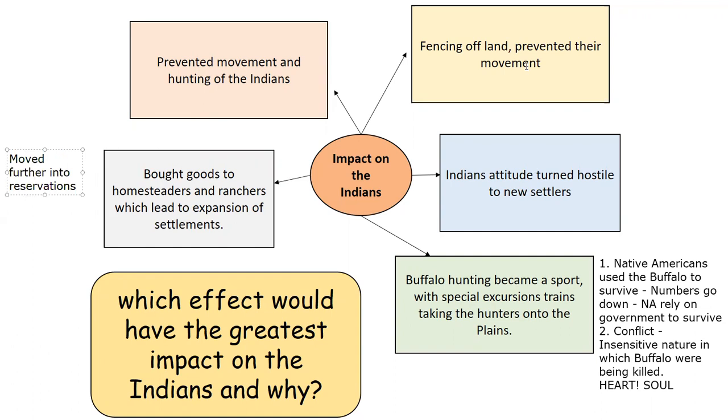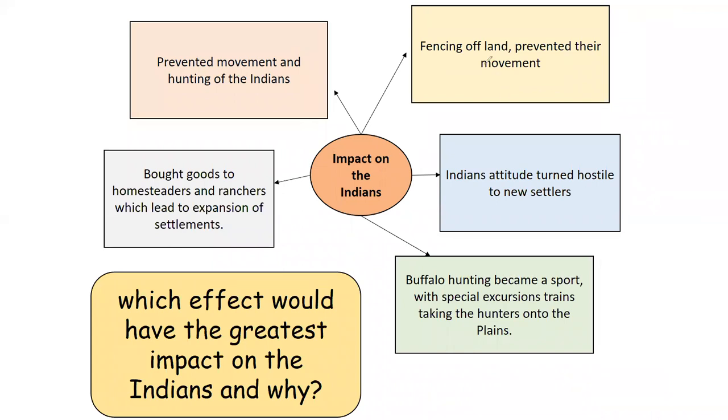In a few lessons' time, we're going to discuss this. The fencing off land prevented movement of Native Americans. Why is that a problem? Very simple. They are nomadic. That's going to stop them from free movement, and that's a big part of their life. Okay? Just so you have an understanding that you could use that in the explain two consequences question.